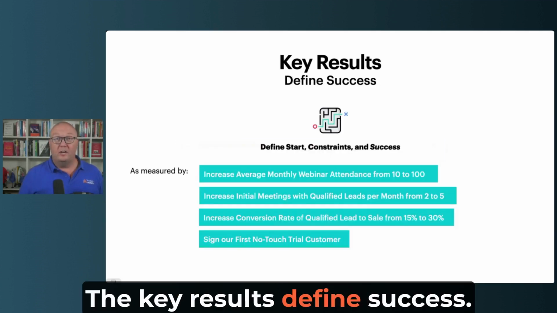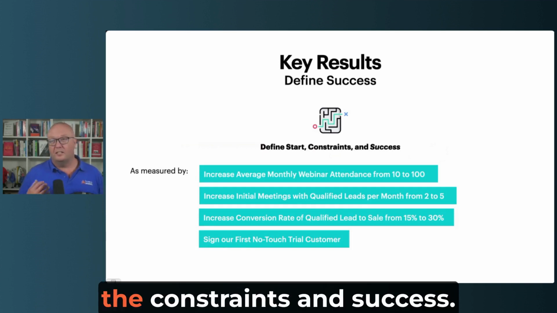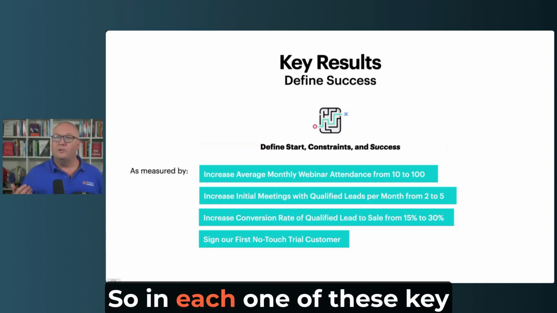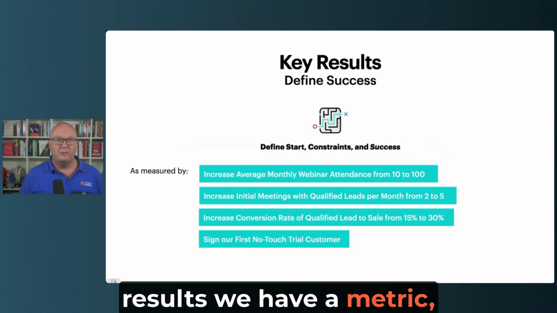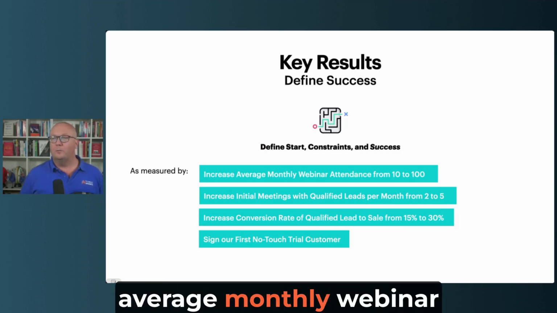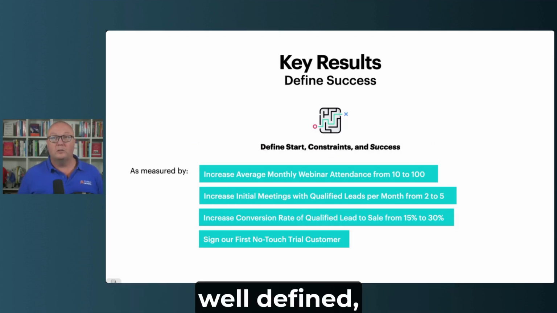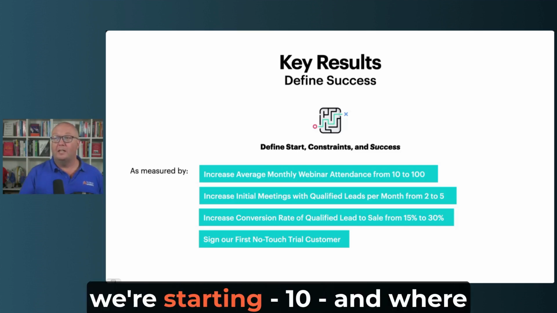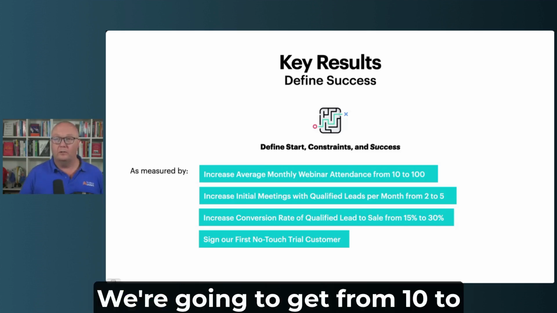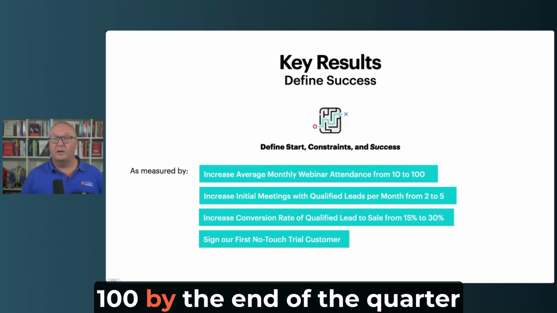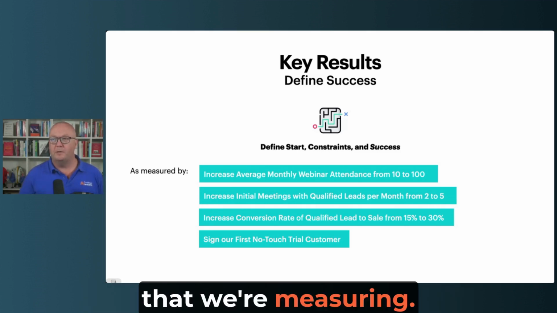The key results define success. So you're defining the start, the constraints, and success. So in each one of these key results, we have a metric, a name of a metric, average monthly webinar attendance. Now that's got to be well defined, but we're also saying where we're starting, 10, and where we're going to, 100. We're going to get from 10 to 100 by the end of the quarter, and that should be something that we're measuring.